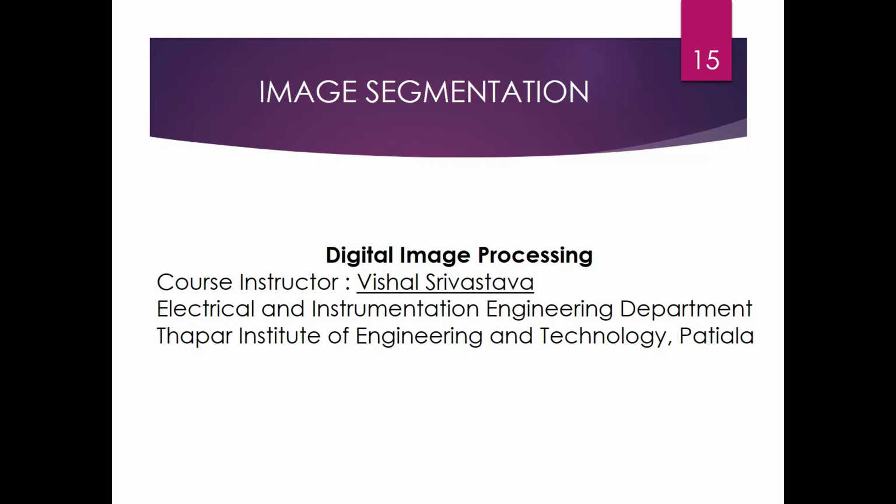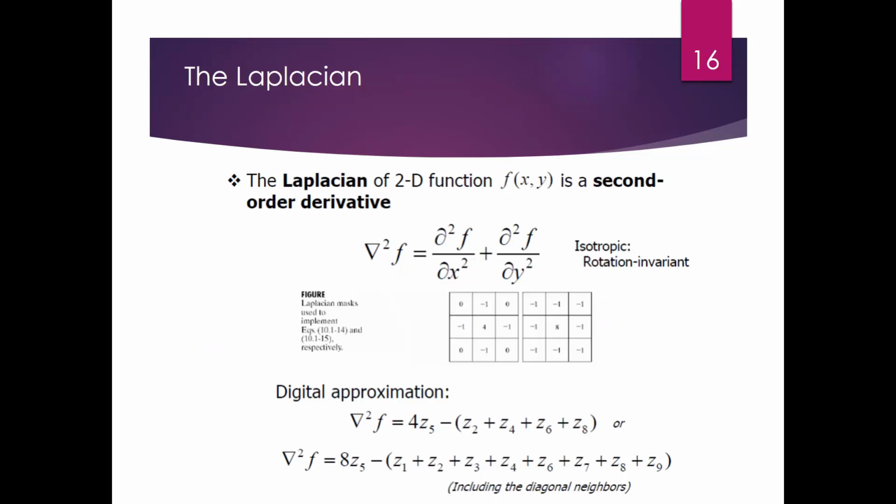In the previous video we had already discussed image segmentation and the first order derivative and second order derivative. So now the second order derivative, that is the Laplacian, of a 2D function f of x comma y. Laplacian or del square f is equivalent to del square f by del x square plus del square f by del y square.